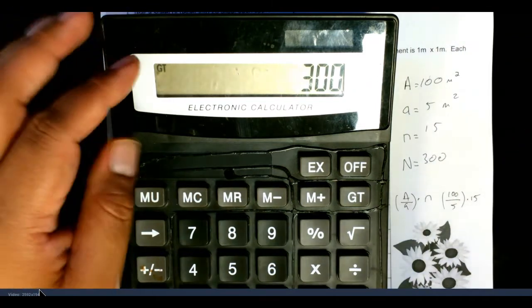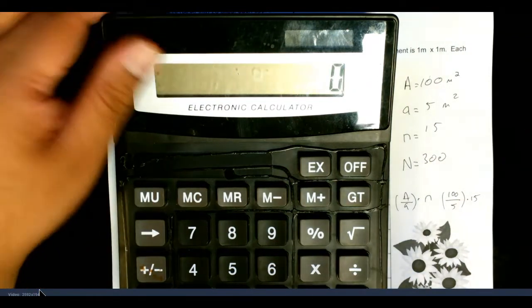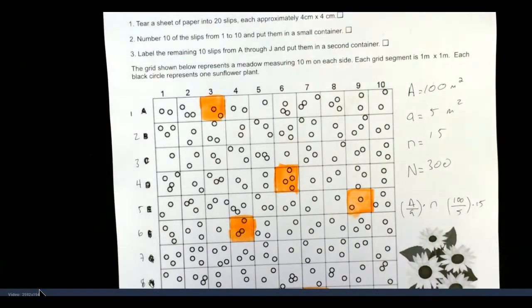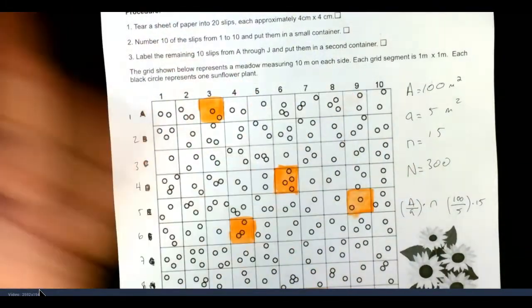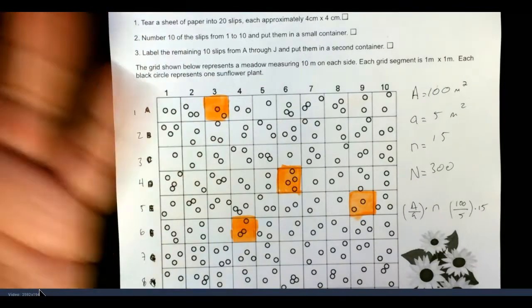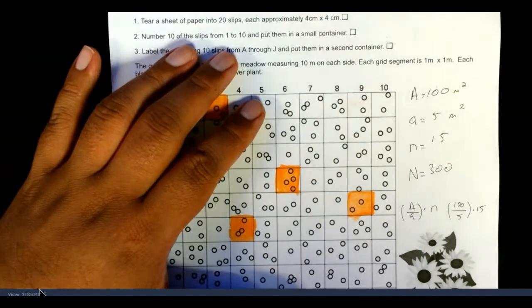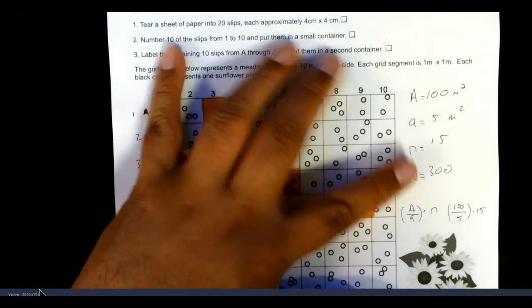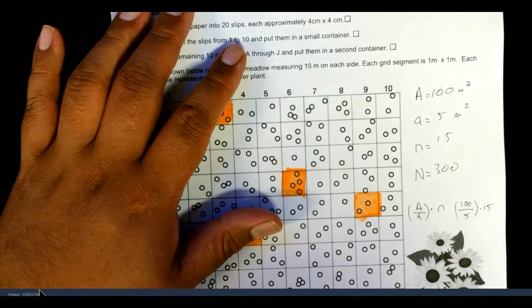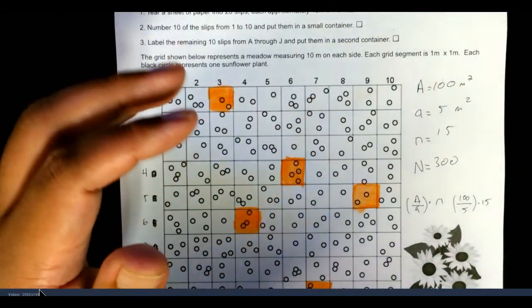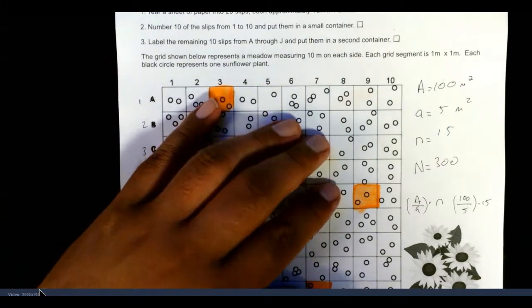300. Now, is it actually 300? No, it's 228. But the number will be close. Like if this number is, I don't know, it's 5,000 and this is 228, you did something wrong. Or if this number is 75 and there's 228, something is probably wrong.